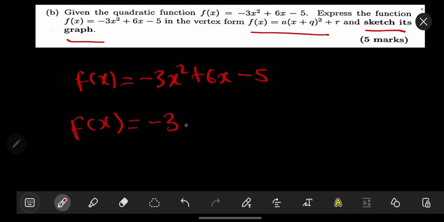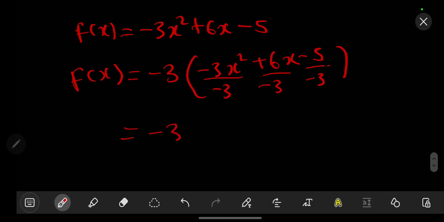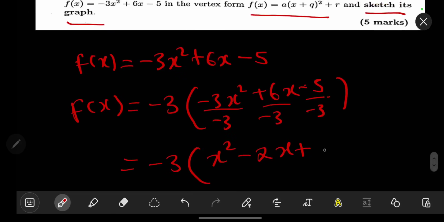Then when we factorize, it means it is just the same equation, but you are just dividing by the same number that you have removed. That's the meaning of factorization in the actual sense. So what we are going to have is negative 3, open brackets, negative 3 divided by negative 3, it will be a positive x squared. 6 divided by 3, it will give us negative 2. So we have x, negative divided by negative is positive. Then we have a 5 over 3.